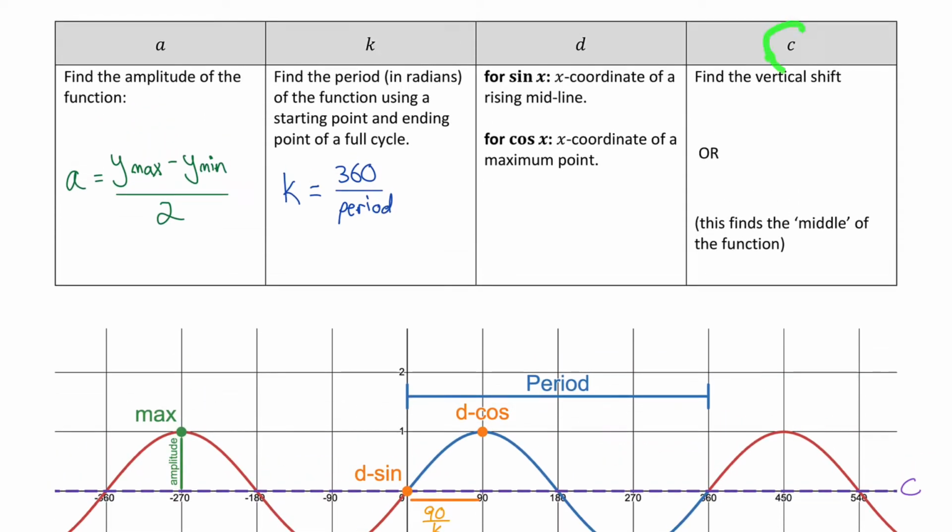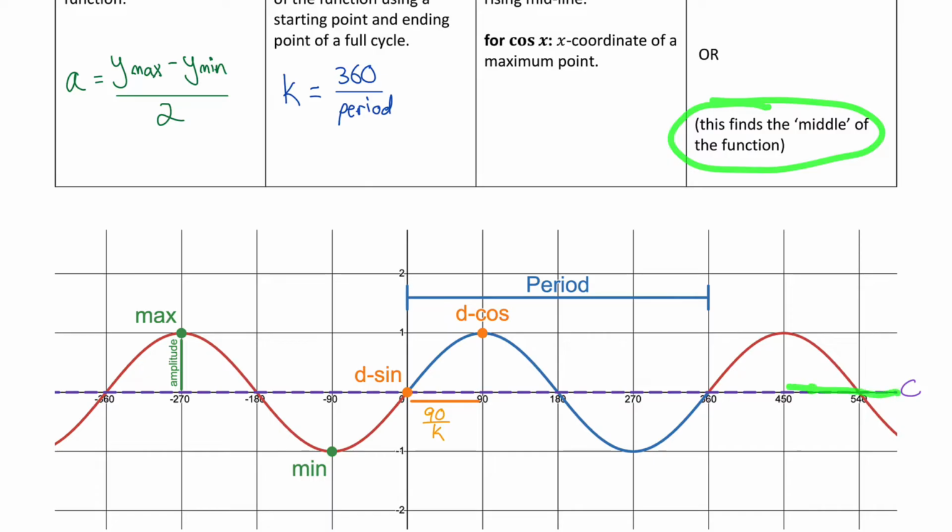And next, let's actually talk about c. C is the vertical shift of the function, or we can visualize that as the middle of the function, which I did by putting this purple dotted line horizontally through the middle of the function. I can find that c value by doing the maximum point minus the amplitude, or I could find that midline just by averaging the max and min points. So I could do max plus min and then divide it by 2 to find their average, to find the middle of the two of them.